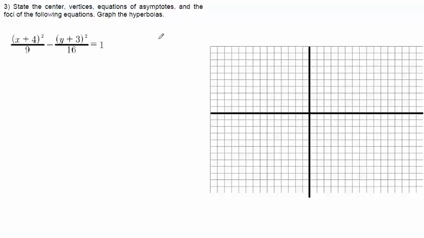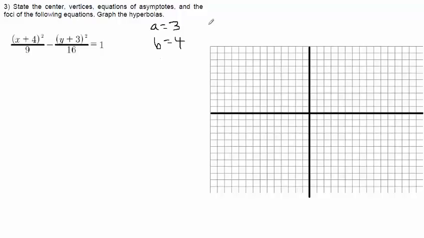And so the first thing we're going to do is define all the things, just because it's a little more complicated. What is the a? Now the a in this case is always the square root of the denominator of the x term. So our a is 3. Our b is the square root of the denominator of the y term, so that's 4.